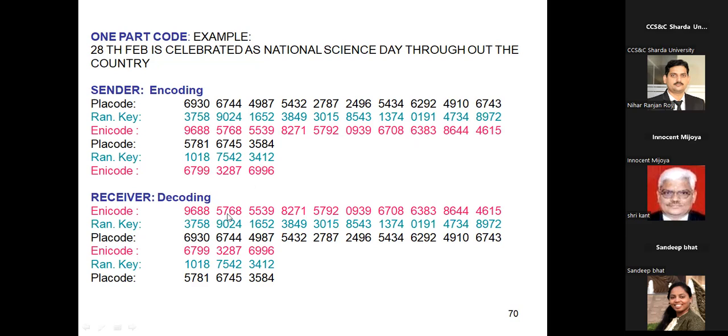When the receiver receives it, he also has the same random number key generation. You can see he has put in the same. Then he does the reverse thing. What is the reverse thing? 9 minus 3 is 6. 16 minus 7 is 9. We got the plain code also. So this type of encryption and decryption is called the codebook system, which is generally used in the military.